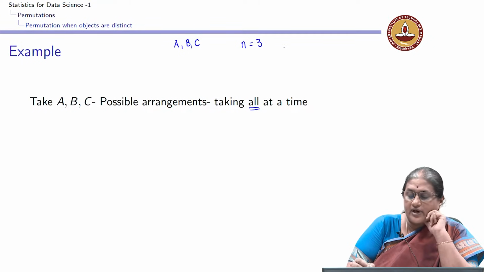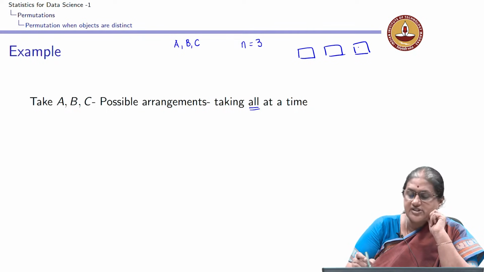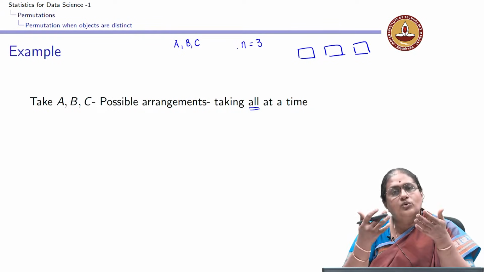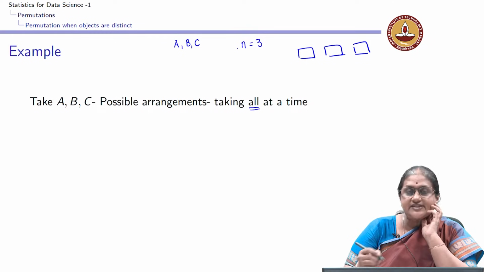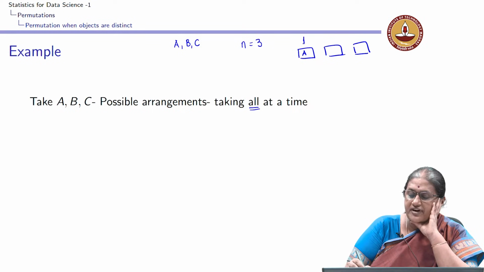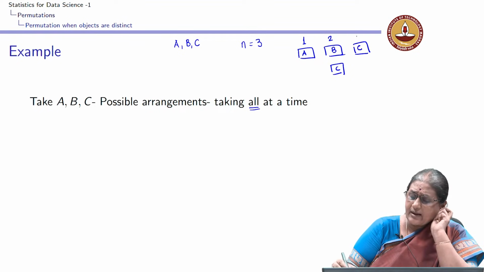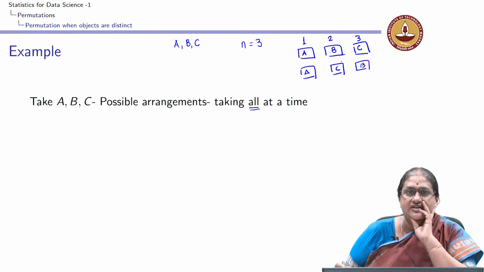Another way to look at it is, I have 3 boxes and I am looking at filling these 3 boxes with this A, B, C and I want to know how many ways I can do this. So, you can start simply intuitively. If I put an A here, let me fix the first box with an A. In the second box, I could have a B or a C. Okay. So, ABC and ACB are possible ways of filling these boxes.